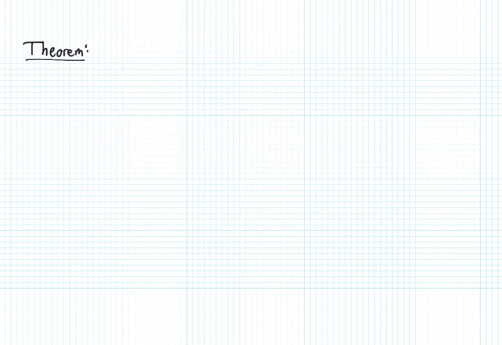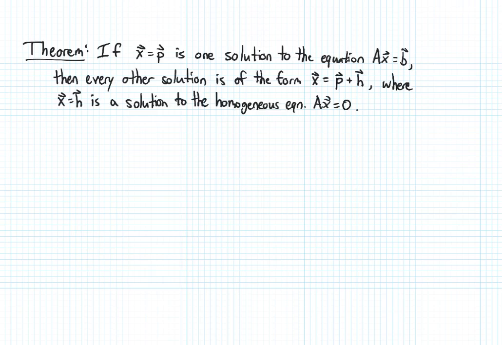So here's a theorem that encapsulates the idea that we've just been discussing. If x equals p is one solution to the equation Ax equals b, then every other solution is of the form x equals p plus h, where x equals h is a solution to the homogeneous equation Ax equals 0. So in other words, the general solution to the equation, which is to say the set of all solutions, can be obtained by taking one particular solution and adding all the different homogeneous solutions. General equals particular plus homogeneous.